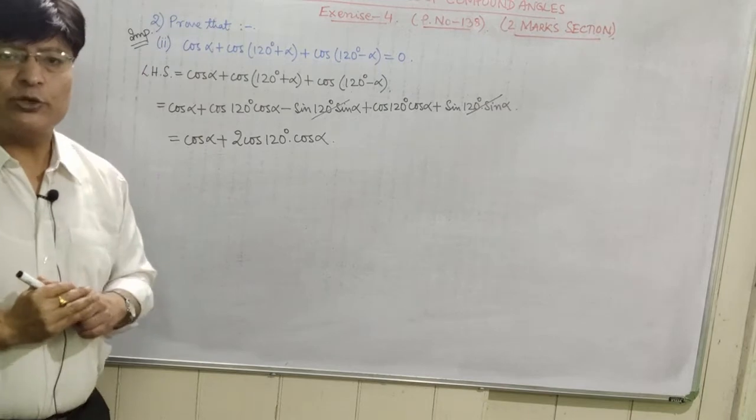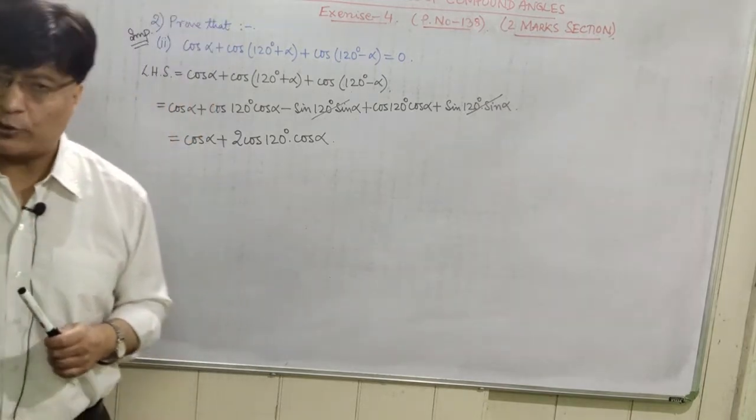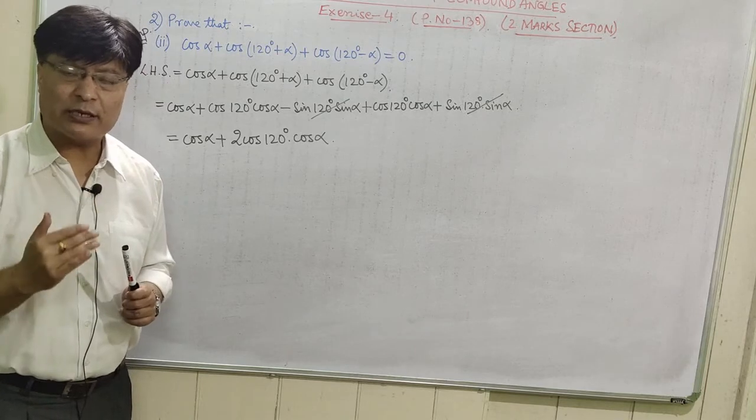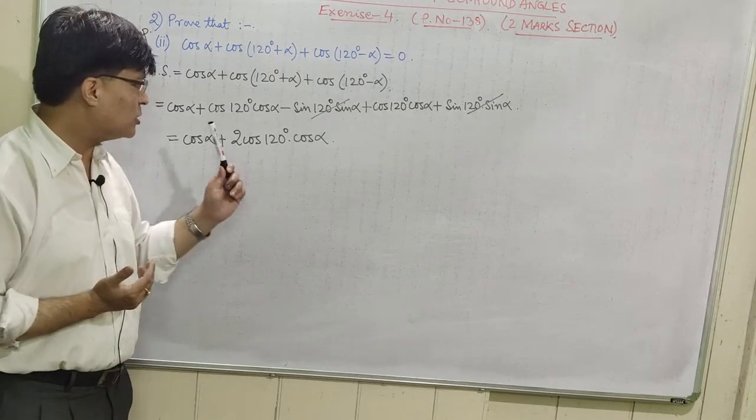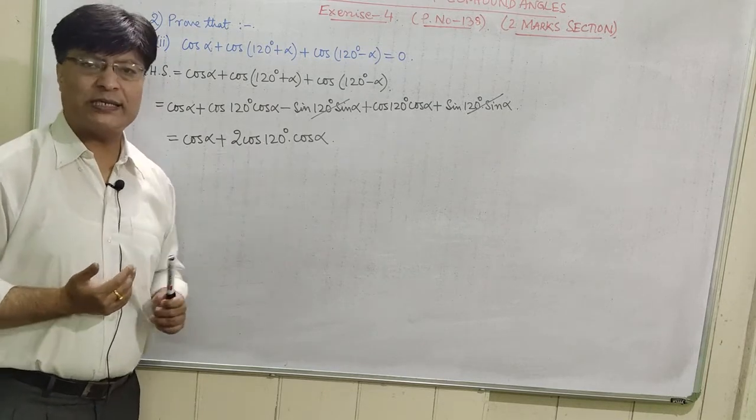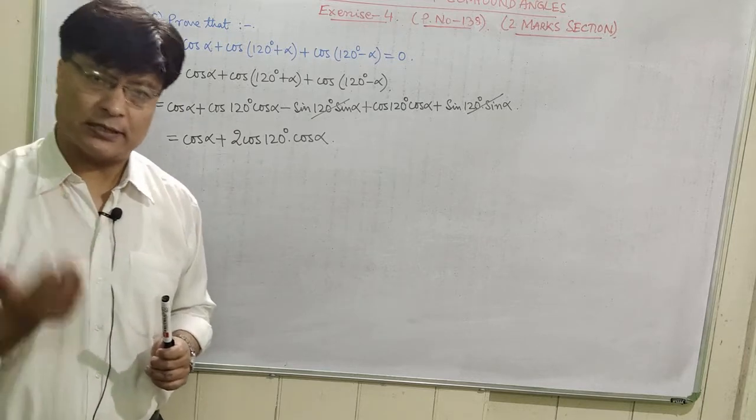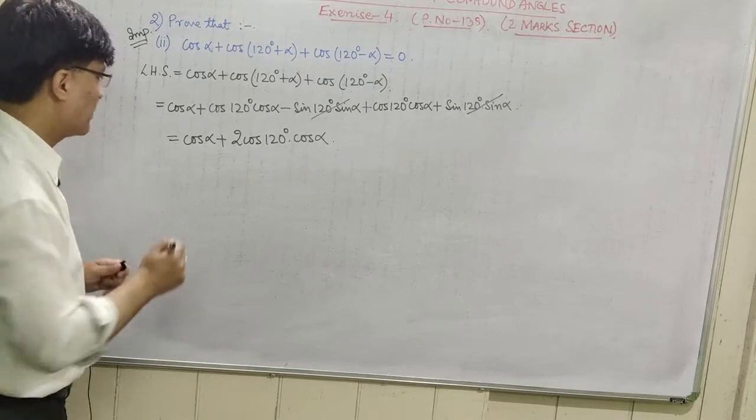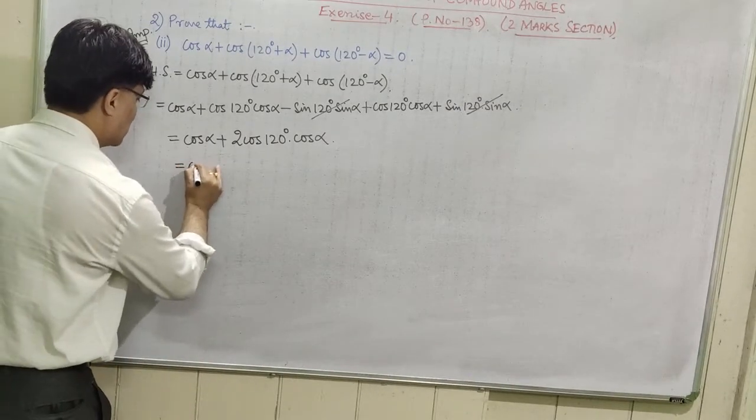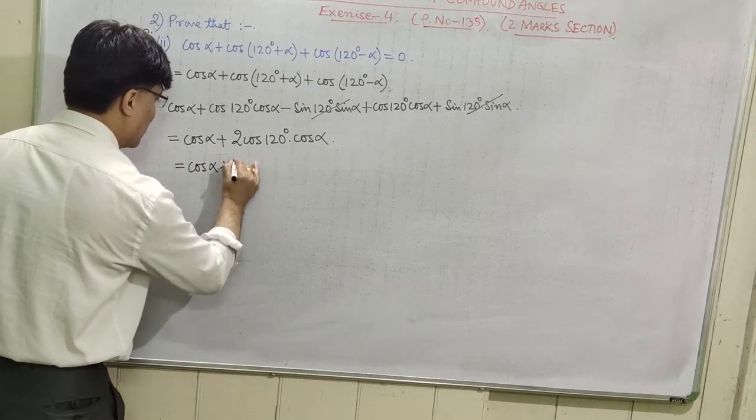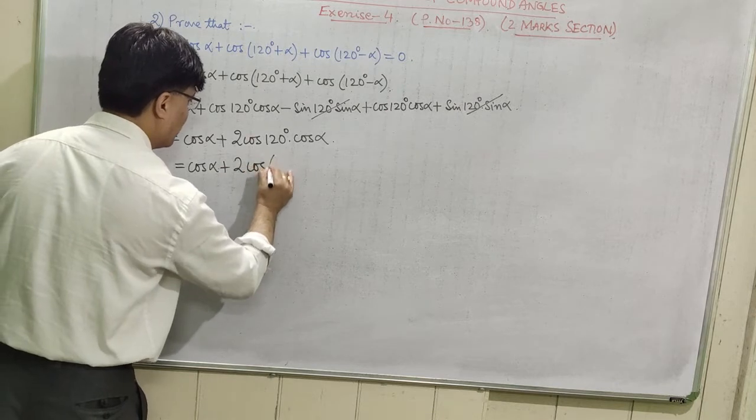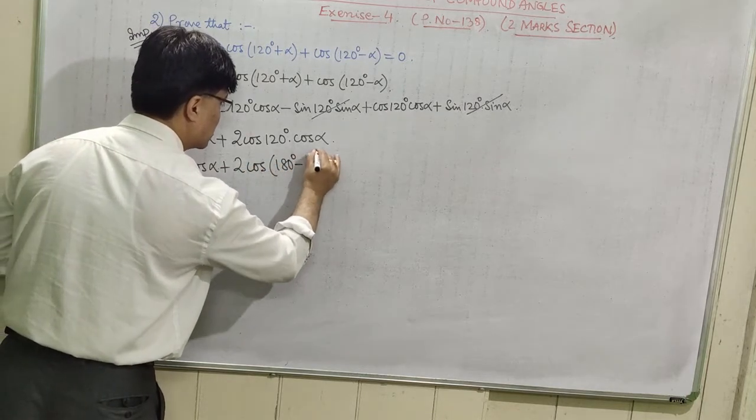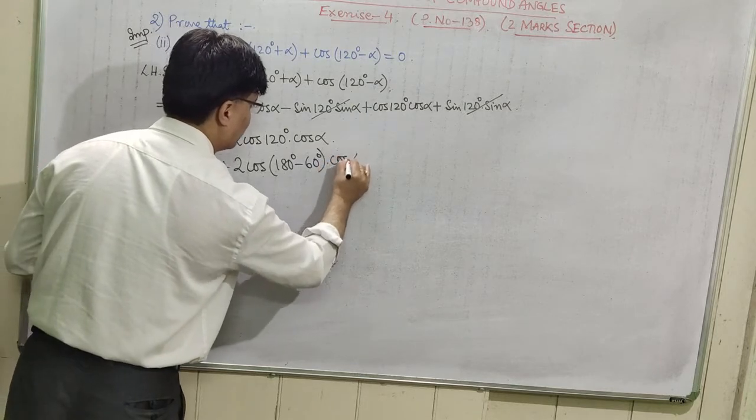And you know that you can get the value for cos of 120 degree because this 120 degree can be written in terms of standard angle. That is, you can write it as 90 plus 30 degree, or you may write it as 180 minus 60 degree. Okay. So which is equal to, let us write here, cos alpha plus 2 cos of, within bracket, 180 degree minus 60 degree into cos alpha.